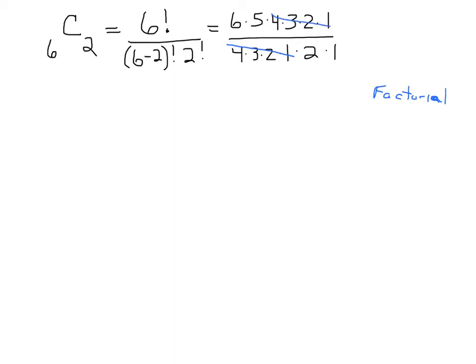And then on the top here, I have 6 times 5, which is 30. Underneath, I have 2 times 1, which is 2. And 30 divided by 2 is 15, just like I figured out already. There are 15 combinations.